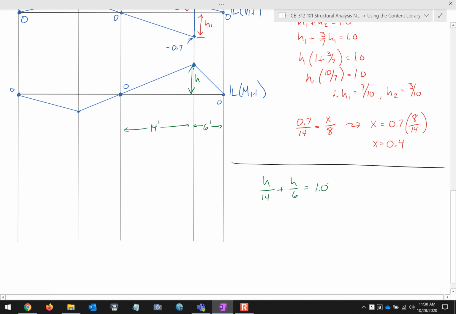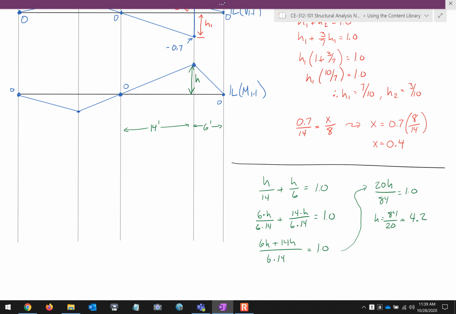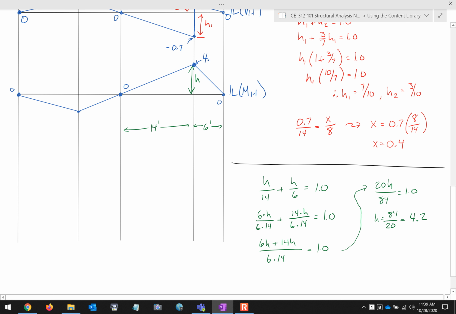And at this point, it just becomes a basic arithmetic or an algebra problem. What I'll do is I'll say 6 times h over 6 times 14 plus 14 times h over 6 times 14 equals 1. So I'm doing that so that I have a common denominator. So we'll have 6h plus 14h all over 6 times 14 equals 1. So we have 20h over 6 times 14, which is 84, equals 1. So h is 84 over 20, which is 4.2. So what that means is that value right there is 4.2.